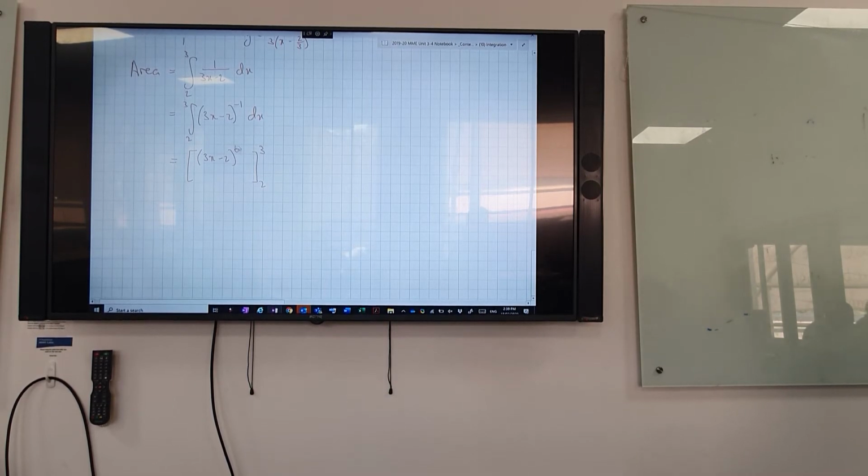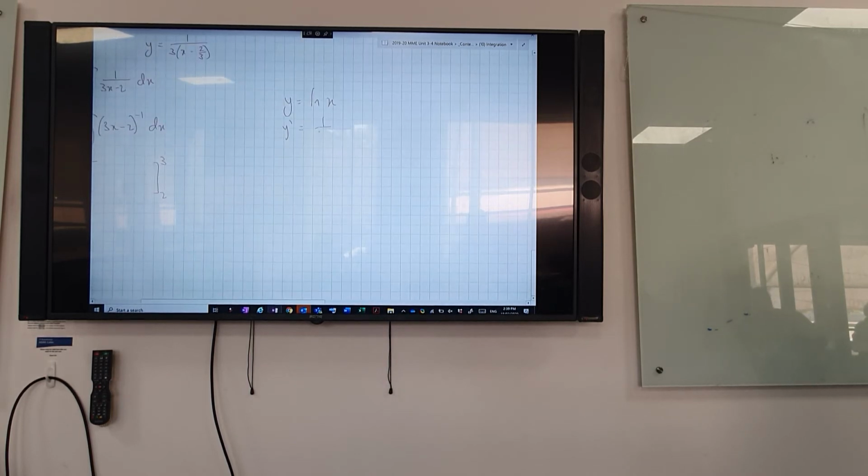And everybody goes, ah! Because remember, let me remind you, if I've got y equals natural log of x, what happens when I differentiate natural log of x? That's 1 over x, remember that, yeah? Now, if I've got y equals natural log of a function, it could be any function actually, the derivative is function prime over function. Good.